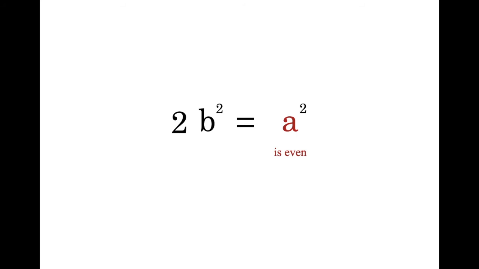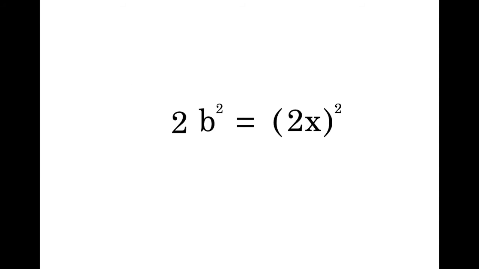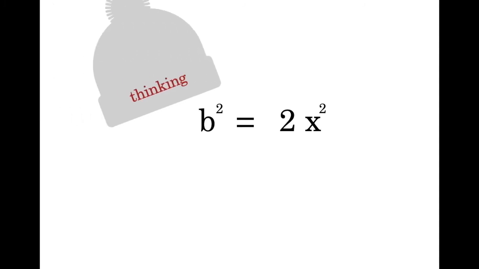We know that a is even, so let's rewrite it as 2 times some integer, say 2x, since all even numbers are 2 times some integer. Now what can we say about b? Take off your thinking cap, put on your working gloves. We're going to isolate b. First, distribute the power. So we have 4x squared on the right-hand side. Divide both sides by 2. And stop. Put your cap back on and think.